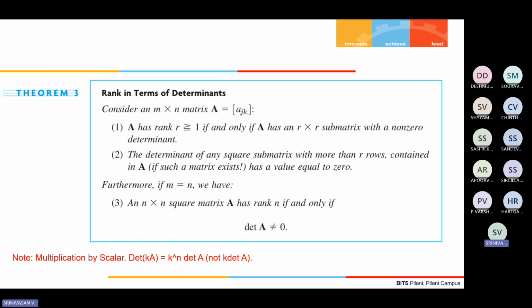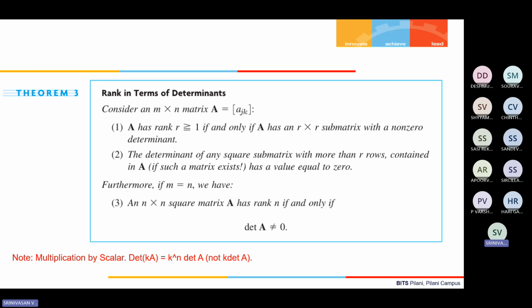Consider an m by n matrix A equal to [a_jk], where j is the row number, k is the column number, j equal to 1 to m, k equal to 1 to n. A has rank r greater than or equal to 1 if and only if A has an r by r submatrix with a non-zero determinant. The determinant of any square submatrix with more than r rows contained in A, if such a matrix exists, has a value equal to 0.